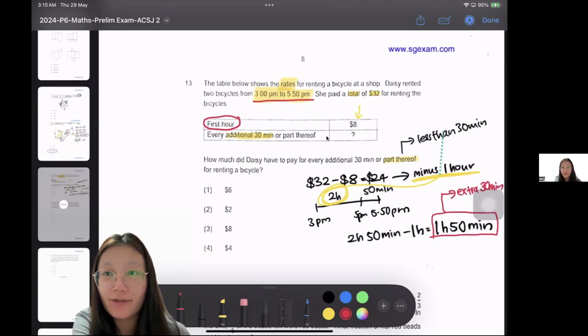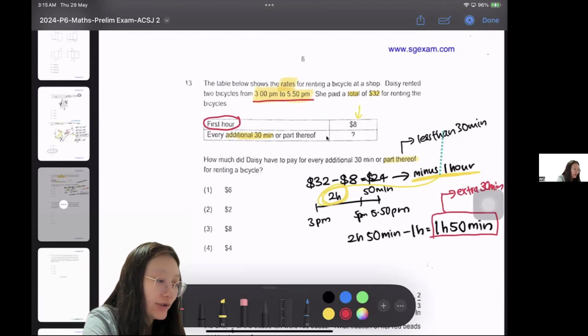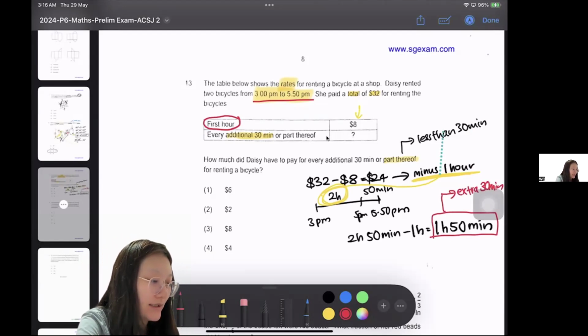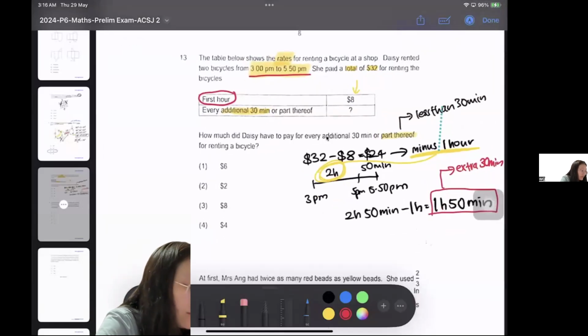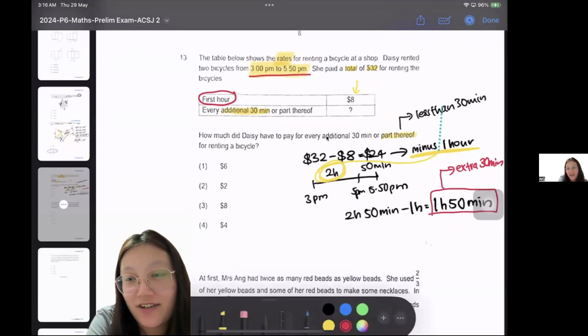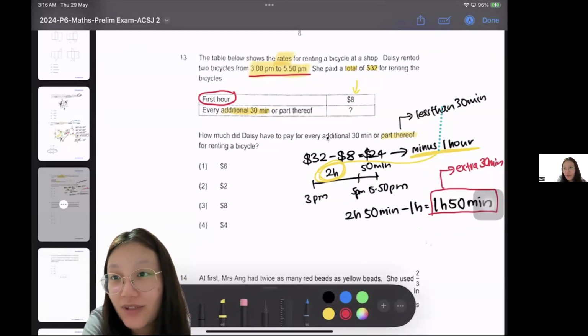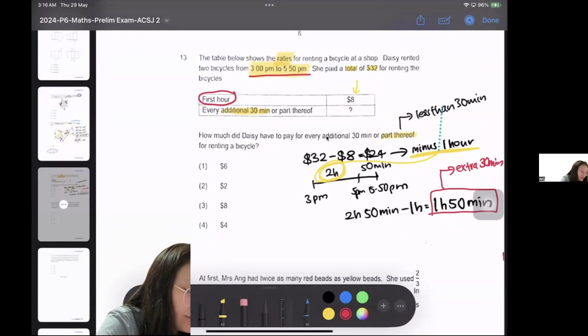So this is the amount of time that they charge you for the extra 30 minutes. So you need to find out how many 30 minutes or part thereof there is inside the 1 hour and 50 minutes in order to find out how much money they have. So inside 1 hour and 50 minutes, how many 30 minutes do you think there are? What you can do is just change into all minutes, if it confuses you.